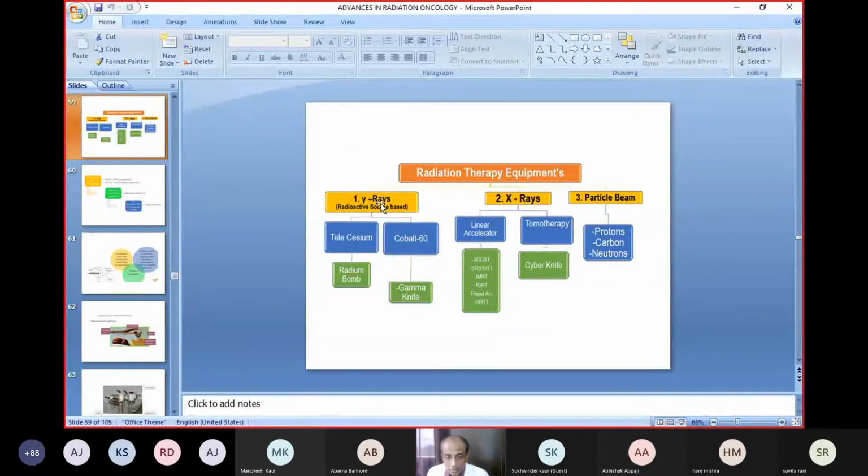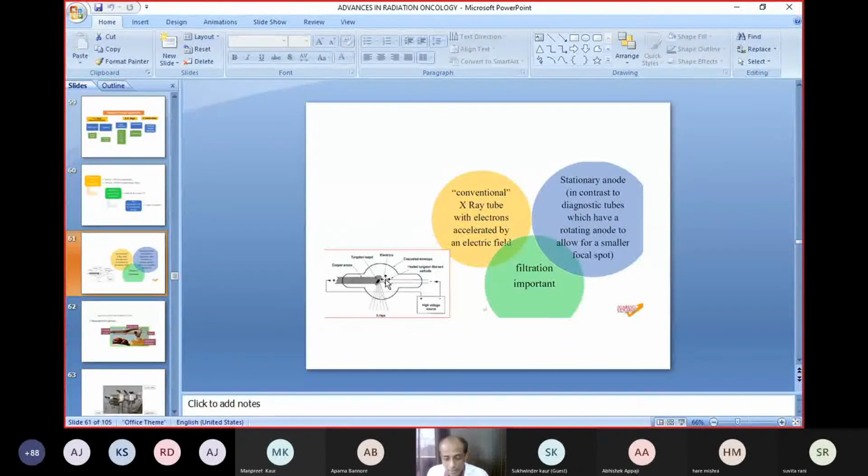So you can say there are X-rays and gamma rays. Gamma rays are delivered from cesium and cobalt. Different machines are there, which I will be showing. The X-rays are delivered by a linear accelerator, and there is one machine called tomotherapy and CyberKnife. Then comes the particle beam, which is delivered through protons, carbon, and neutrons.